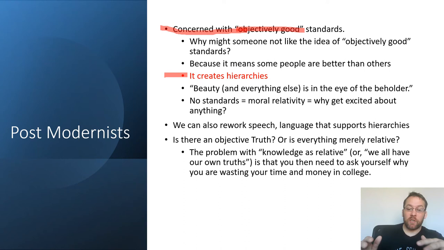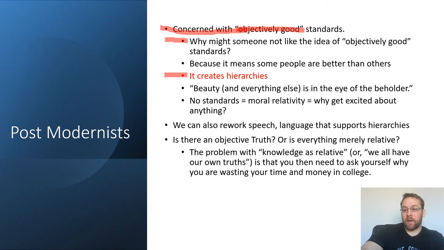It's like, yeah, I'm just as accomplished an artist as Da Vinci. Well, then I don't have to try any harder to be a better painter. I don't have to try any harder to be a better dancer or writer or student or whatever. All right. So people don't like the idea of objectively good standards because it does create hierarchies, right? It means that some people are better than others.